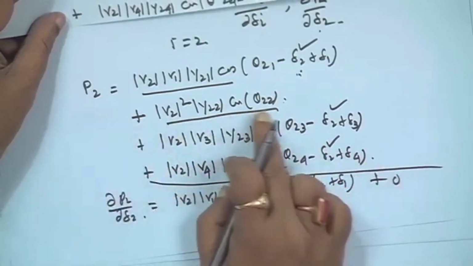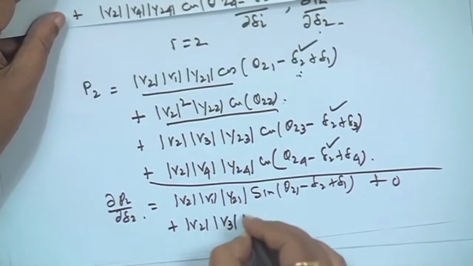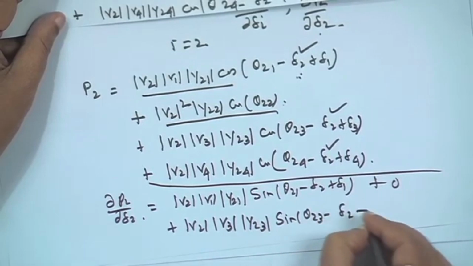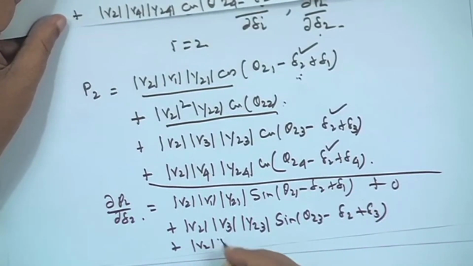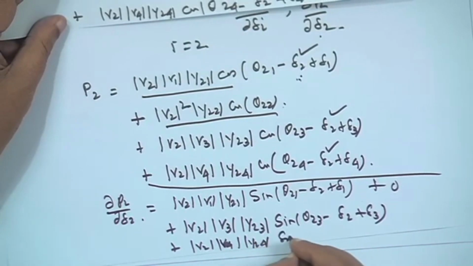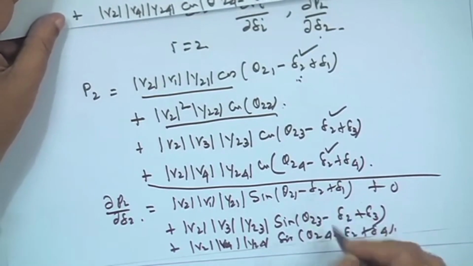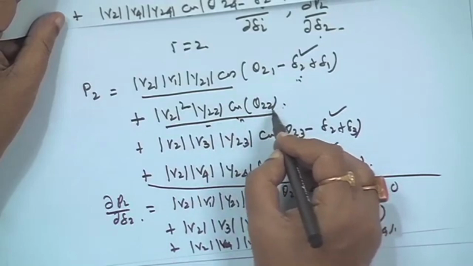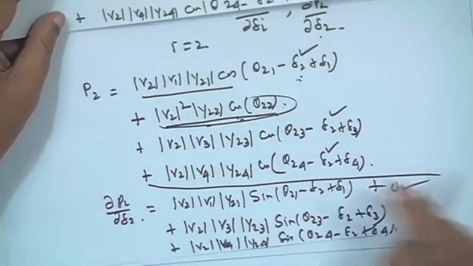These 2 terms are not there, plus V2 V3, then y23, then here also sine theta 23 minus delta 2 plus delta 3. And the last term V2, then V4, then y24, then sine theta 24 minus delta 2 plus delta 4. So all the 3 terms are there, only the second term is not there, because this is the ith term, i is equal to 2. So it is independent of delta 2, so this will vanish. This is 0. That means 3 terms are there.